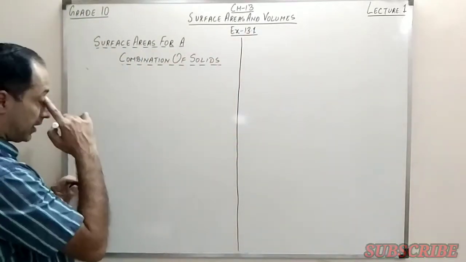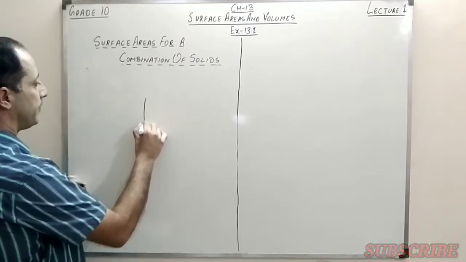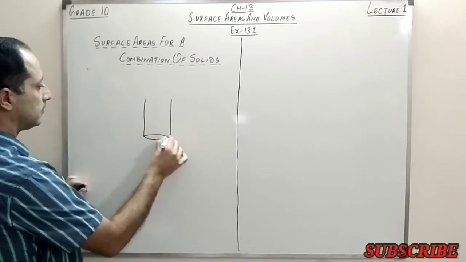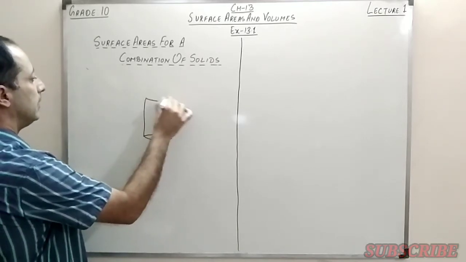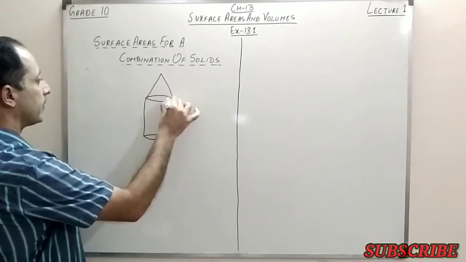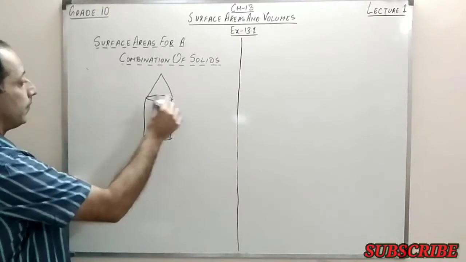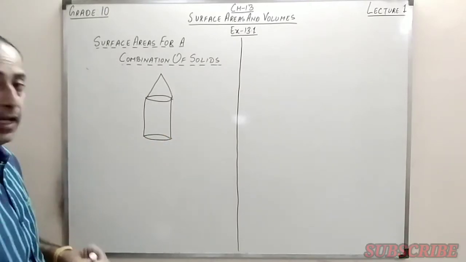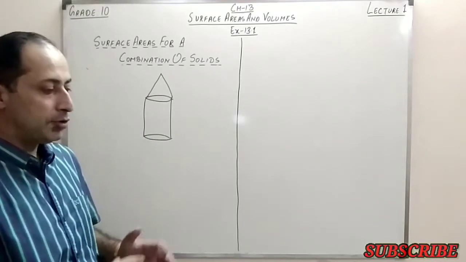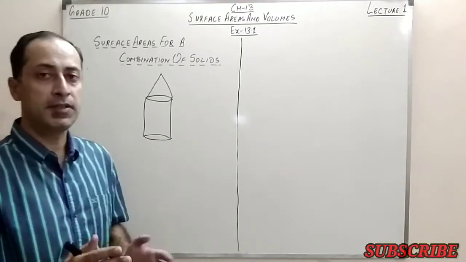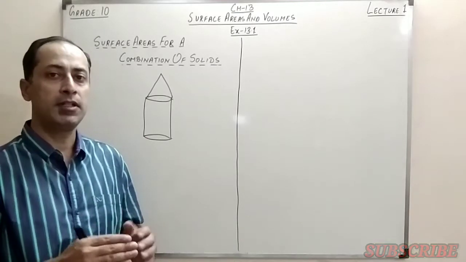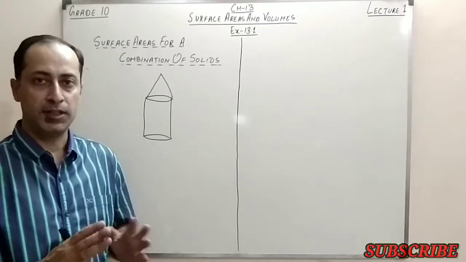Now if I talk about a combination of a cylinder and a cone, if you see carefully, what is common here? The objects have a common base, right? So when we talk about the total surface area of any combination, we are not adding the total surface areas of the different objects and finding the answer. No, that's the wrong way.